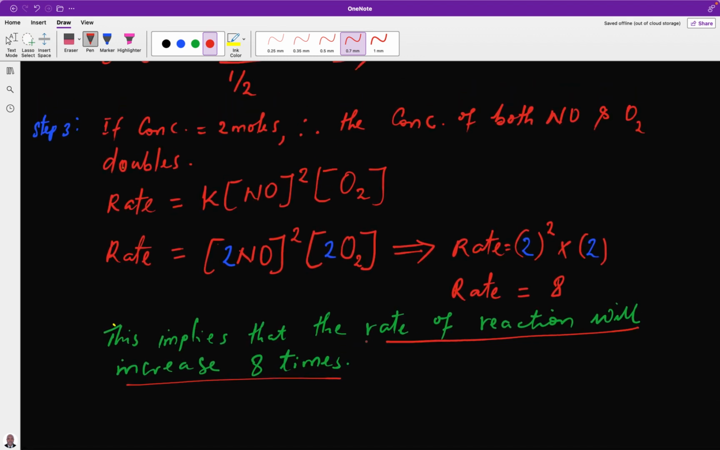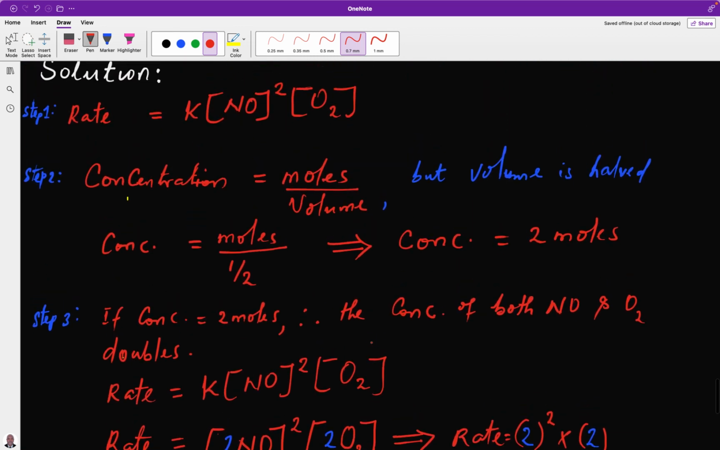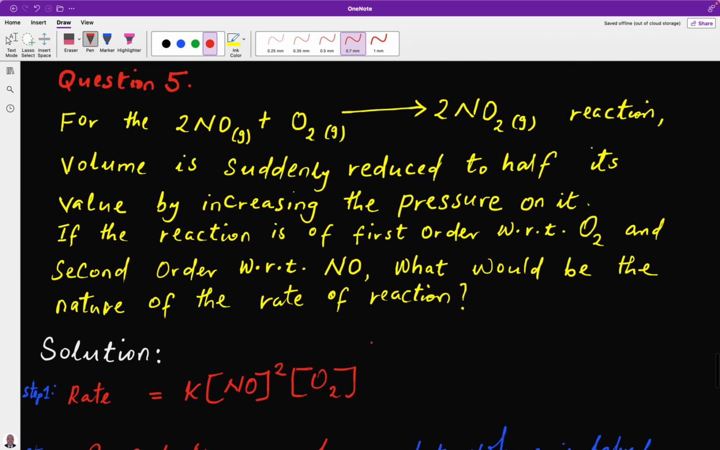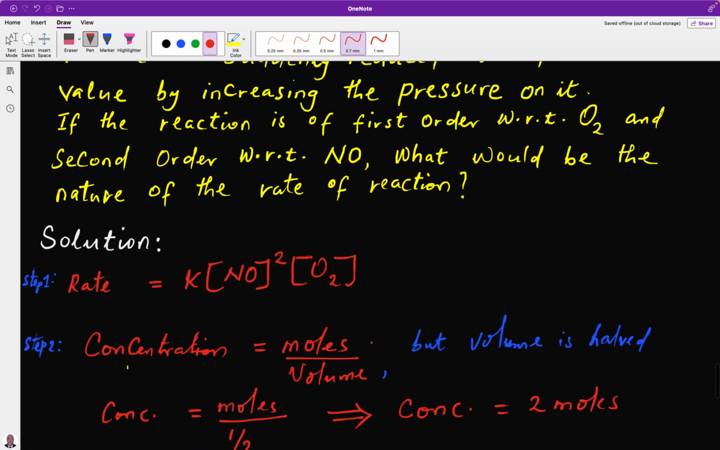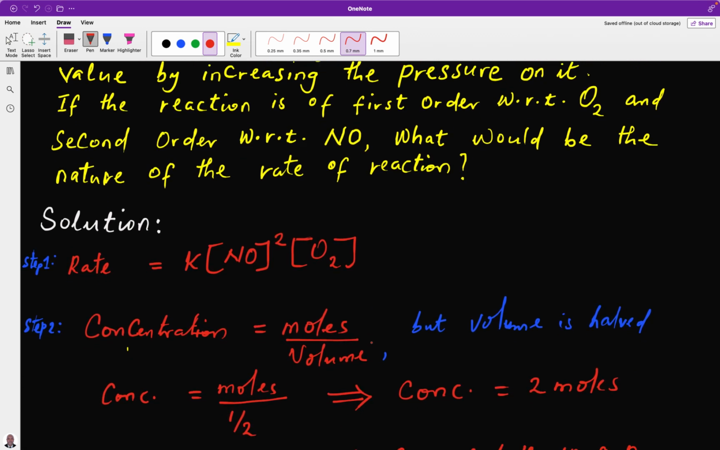Once more, the first step, once more, this question. They said for the reaction, the volume is suddenly reduced to half its value by increasing the pressure on it. If the reaction is of first order with respect to oxygen and second order with respect to NO, what would be the nature of the rate of reaction? The first step, as usual, is to write the rate equation using the order of reaction with respect to NO and with respect to oxygen. This is the rate equation.